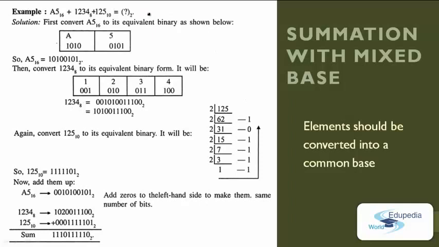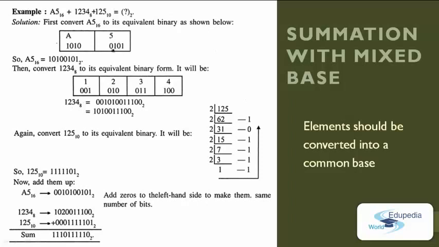All the elements should be converted into a common base. The easiest base is binary. So here we are converting each of the numbers into a binary number. As we have learned through the previous episodes of this section, data representation, let's try to convert this hexadecimal number A5. We have to write down A and 5 separately and convert each of them into an equivalent binary number.